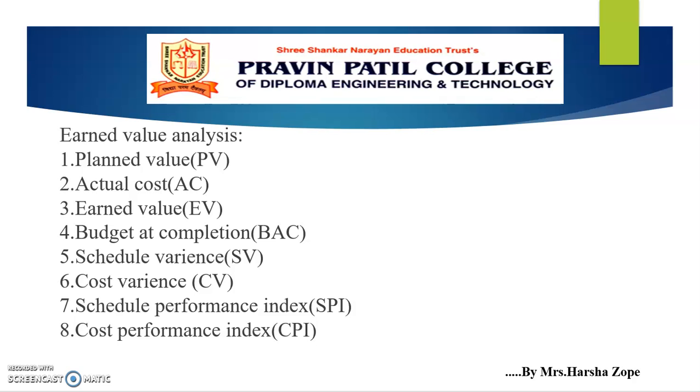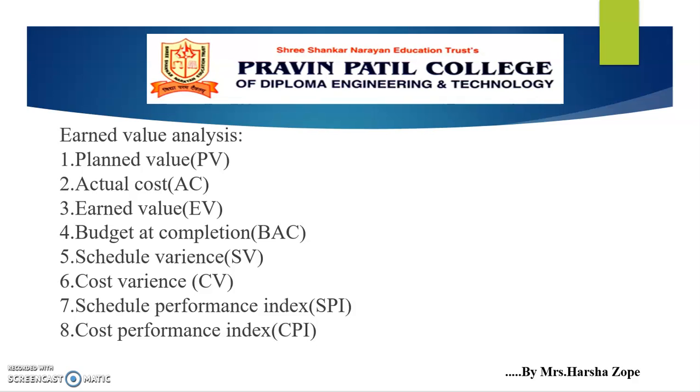The measures are planned value, that is PV. It denotes the planned cost of the work. Actual cost, that is AC, it represents the actual amount that the business has to expend on the project. Earned value, that is EV, it is project manager's estimate of the amount of originally budgeted work completed. And budget at completion, that is BAC, it represents total budget for the project.